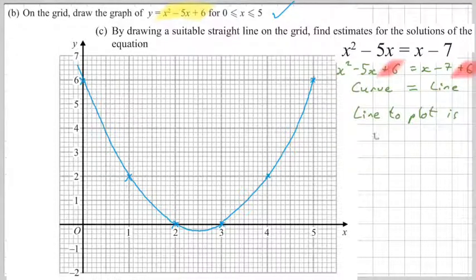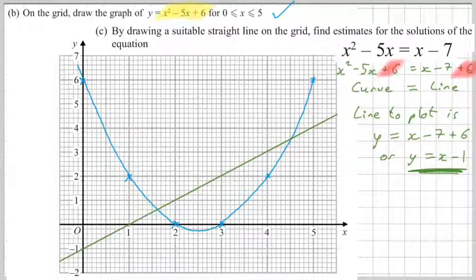And the line to plot is y equals x minus 7 plus 6, but obviously that simplifies to y equals x minus 1. So plot the line carefully, making sure that you acknowledge that you've got two different scales on the axes here. It's gradient 1, so it must go along 1 and up 1 to get back to the line, and its y-intercept is minus 1. And we're interested in the x values of the intersections. Remember, the equation we're solving has only got x's in, so we don't care about the y values. So whilst the intersections are here and here, we only care about these x values here.